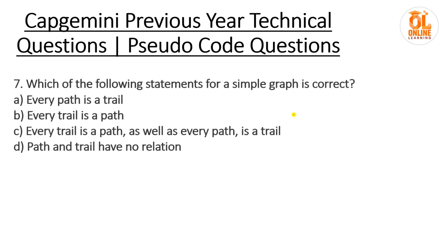Coming to the next question. Which of the following statements for a simple graph is correct? Every path is a trail. Yeah, this is correct. Every trail is a path? No, absolutely not. Every trail is a path, as well as every path is a trail? No, this is also wrong. Path and trail have no relation? Yes, it has a relation, and we asked for the correct one, so this is wrong. So option A is the correct answer for this.